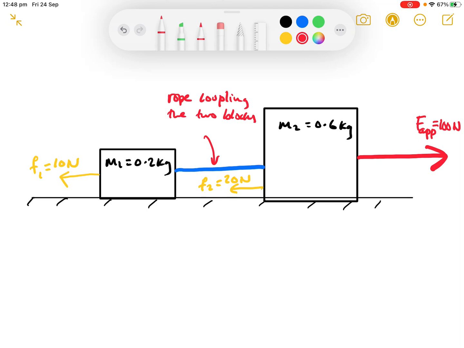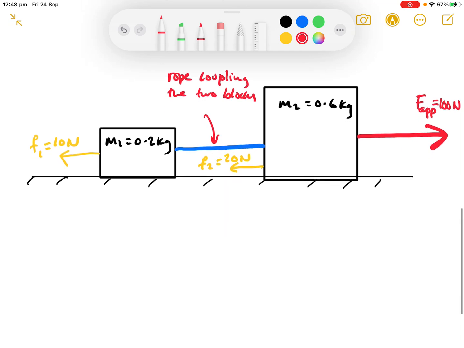So what this basically boils down to is that if the overall force on the whole system to the right is bigger than the overall force on the whole system to the left, then the whole system will accelerate to the right. Okay, so that's the situation diagram.